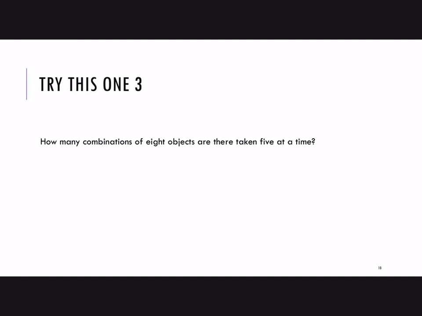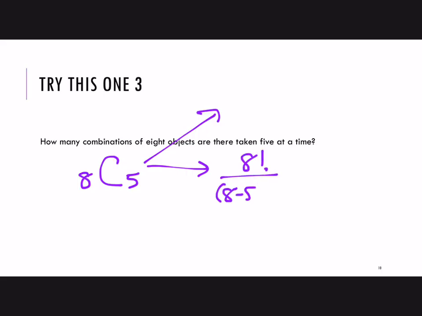All right, another combinations example. How many combinations of 8 objects are there taken 5 at a time? 8C5. Okay, so you've got the calculator key, should be okay with that. The formula would be 8 factorial over, in parentheses, 8 minus 5 factorial, and then 5 factorial.